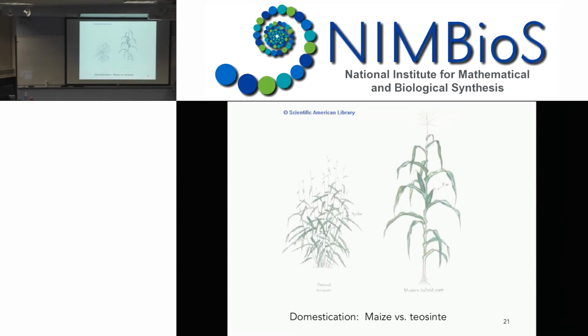Here is maize and teosinte. Here's modern maize. Here's teosinte with this multiple branching. There's a mutation that takes maize and turns it into the teosinte architecture in terms of multiple branches. It's called teosinte branched 1. It's an obvious candidate gene for domestication.